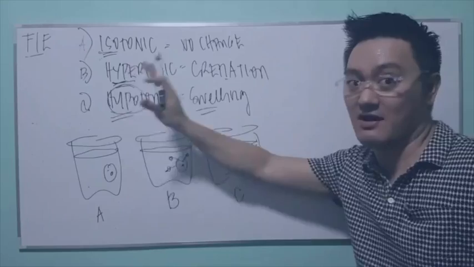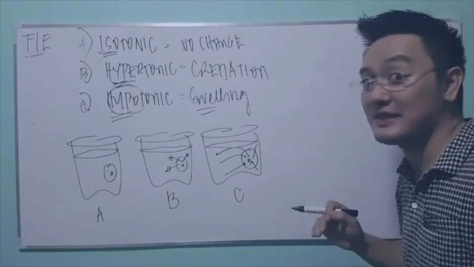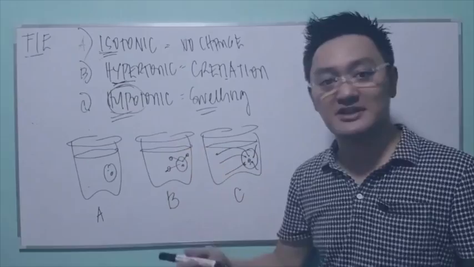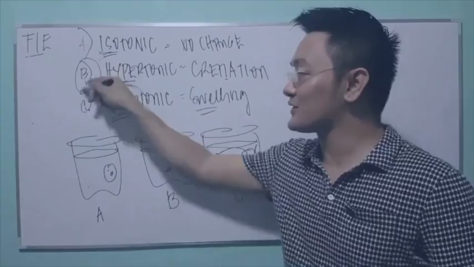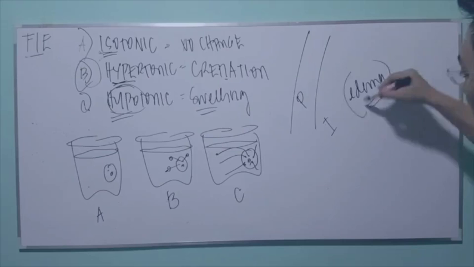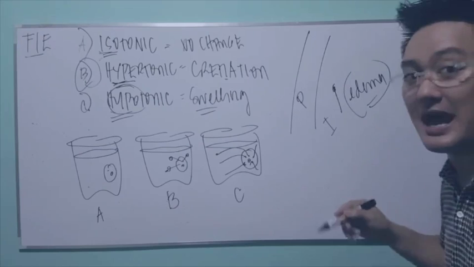The question now will be, what is the best solution used to treat patients with edema formation? Remember edema? There is an increase in your interstitial fluid compartment. What do you think is the best answer? Isotonic, hypertonic, or hypotonic for a patient with edema? I hope you answered hypertonic because that is the correct answer. Now remember, if this is your blood vessel, plasma and interstitial, right? If there is edema formation, there is an increase in your interstitial fluid compartment. The best solution here is your hypertonic. Let's check.